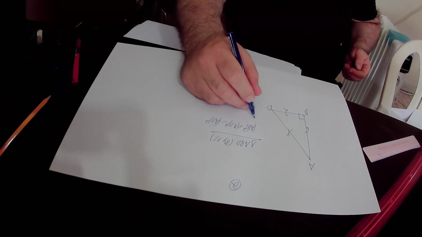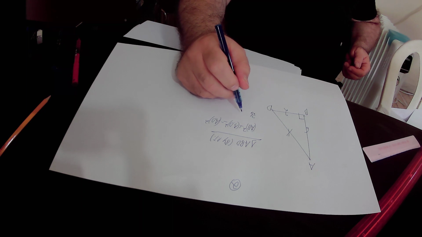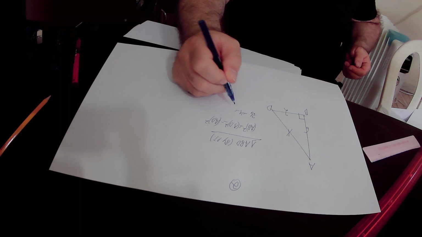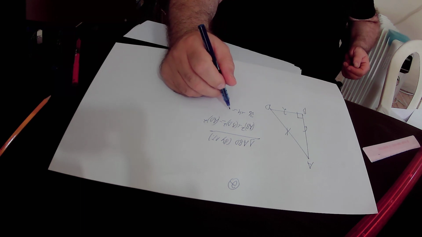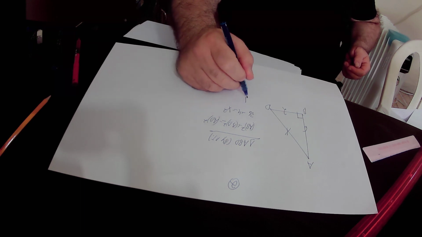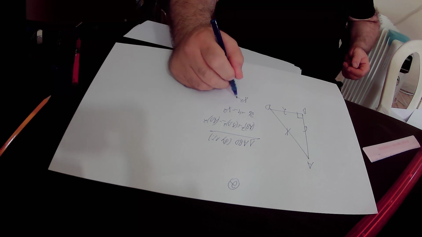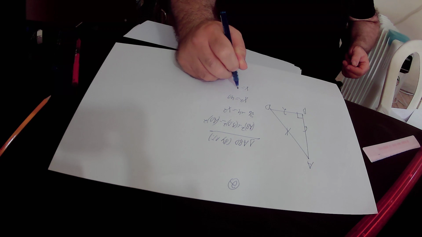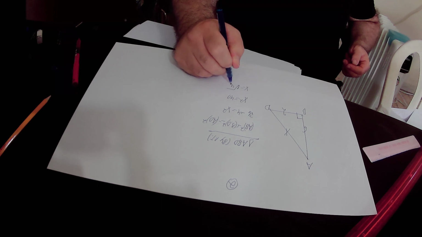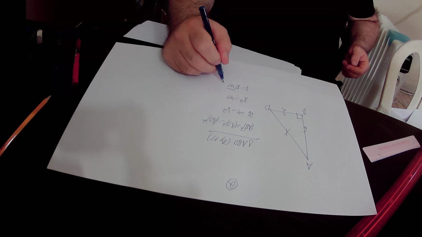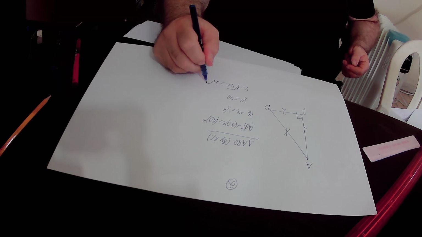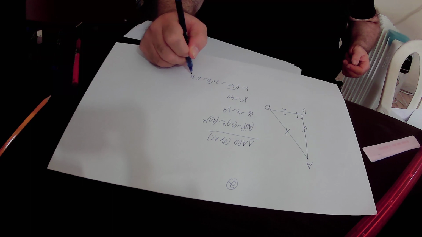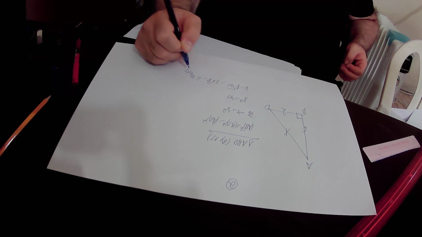AB is 6, so AB squared is 36, plus BD squared. BD is 2, so BD squared is 2 squared, that is 4. And it is equal to AD squared. AD is x, so AD squared is x squared. So we found out that x squared equals 36 plus 4, that is 40. We take the square root of this equation and we get that x equals the square root of 40. That is actually equal to 2 times square root of 10 units. So in terms of numbers, it is equal to 6.32 units. We finished with the first method.